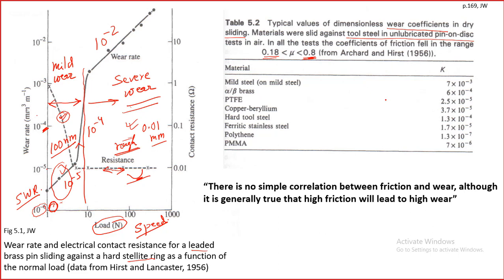Okay, but wear is varying too much. Here you can see orders of magnitude. It is minus 3, it is minus 5, and it is minus 7 and minus 6. So several orders of magnitude change in the wear rate for a very small change in mu.